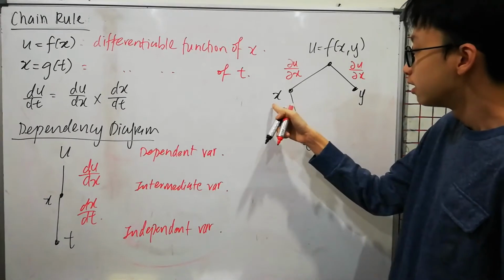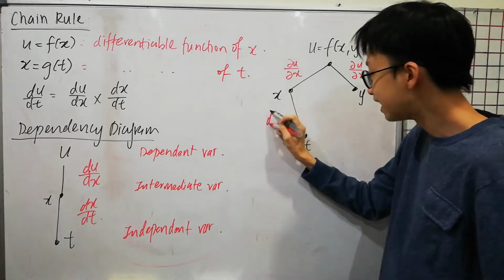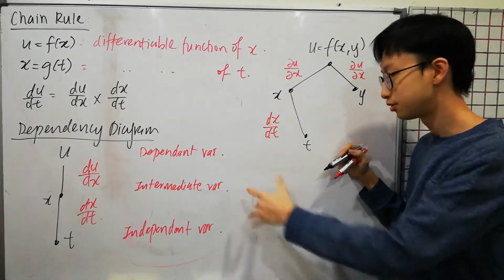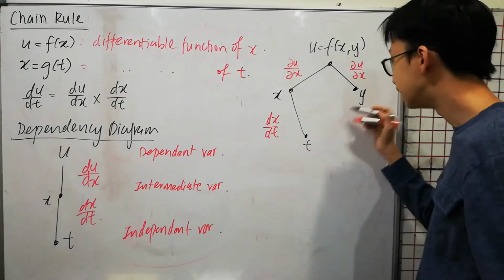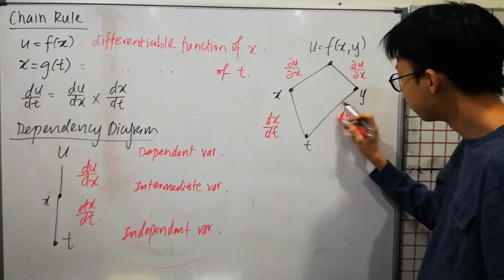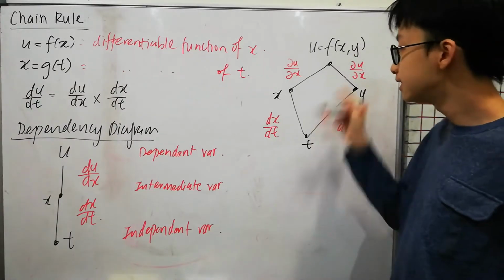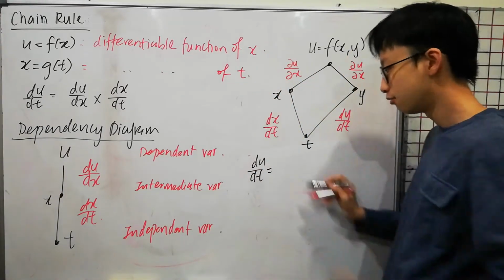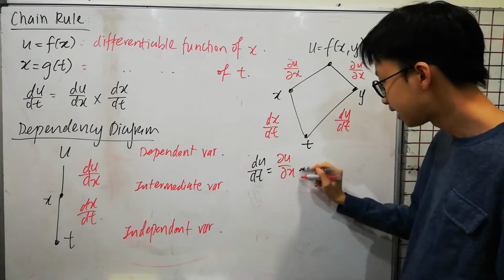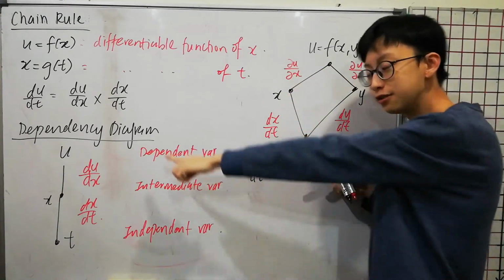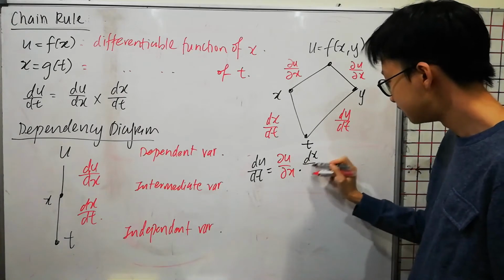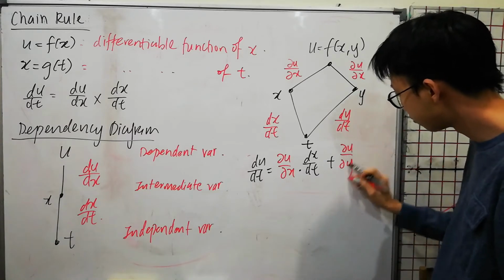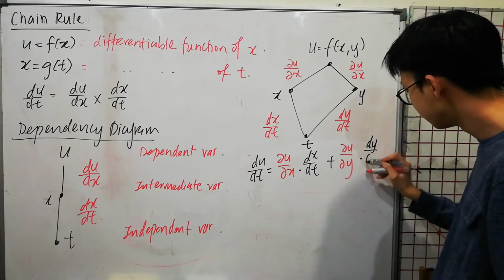For this case, we can directly use dx dt because we only have from x directly to t, we don't have another variable, so we can directly use dx dt. Similarly, from here to here, we can directly use dy dt. So in this case, du dt will be this plus this, which is partial u, partial x times, remember when it is in one line, we use multiply, dx dt, then plus this part here, partial u, partial y times dy dt.